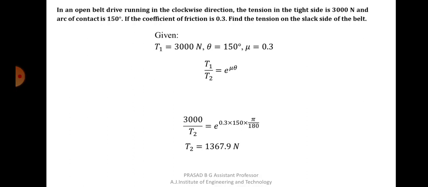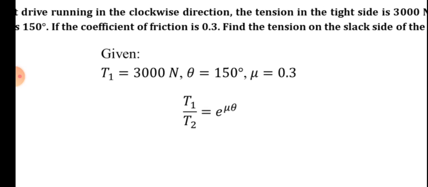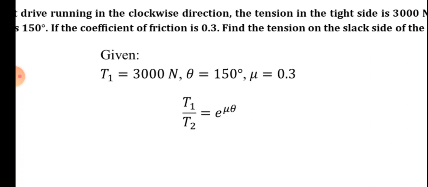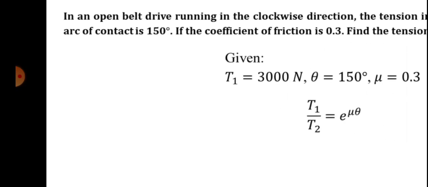So let us take the formula here. As per the formula, T1 by T2 is equal to e power mu theta. T1 is 3000, T2 we don't know, mu is 0.3, and theta should be 150 into pi by 180. So that's the substitution we are going to get: 3000 divided by T2, T2 is unknown, equals e power (0.3 into 150 into pi by 180).